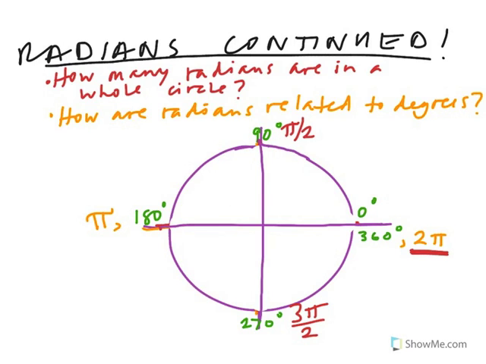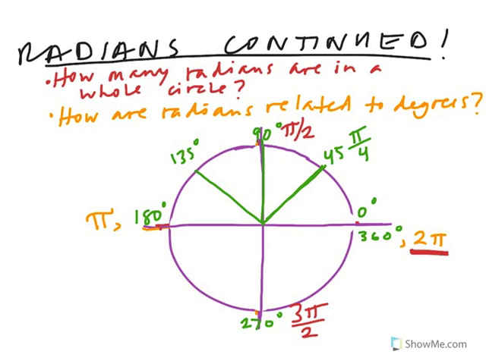Now let's talk about the angles that are not the boundaries of the 4 quadrants. Alright, let's talk about angles 45 degrees and 135 degrees. So if 90 degrees is pi over 2, then half of 90 degrees, 45, should be half of pi over 2 radians. So that's just pi over 4.